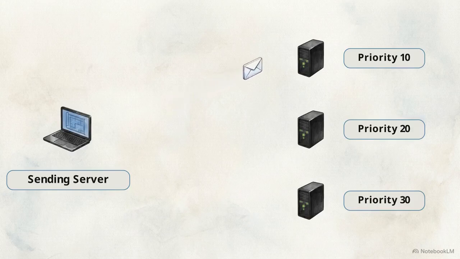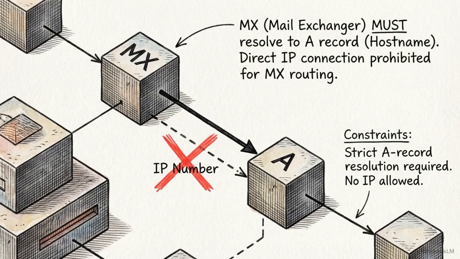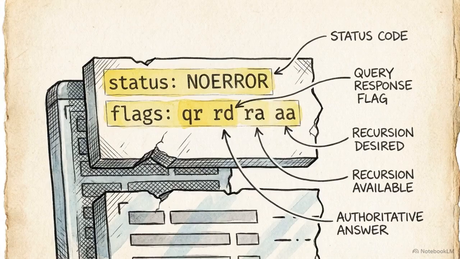A sending server will attempt delivery to the host with the lowest preference number first. If that server is unreachable, it attempts the next host in the priority list. Protocol mandates an MX record must point to a hostname with its own A or AAAA record, not directly to an IP address or CNAME. Violating these record constraints is a frequent cause of network failures that can be difficult to diagnose without inspecting the raw DNS responses.